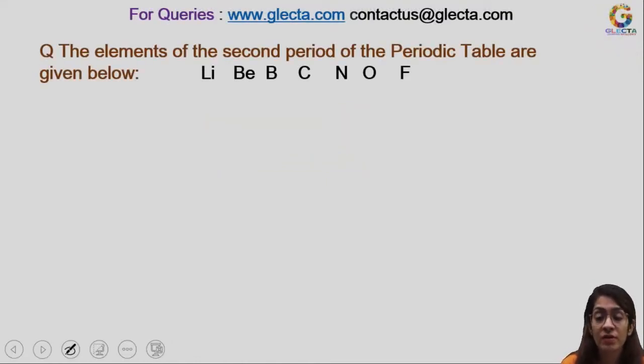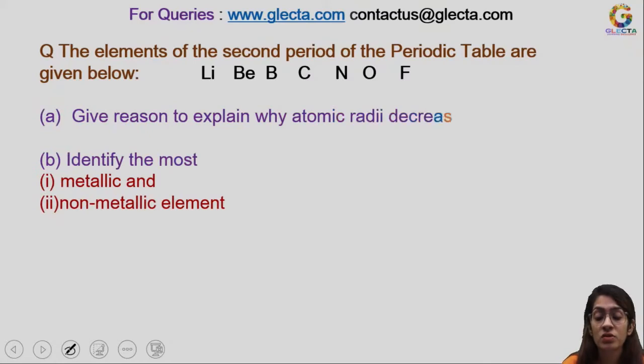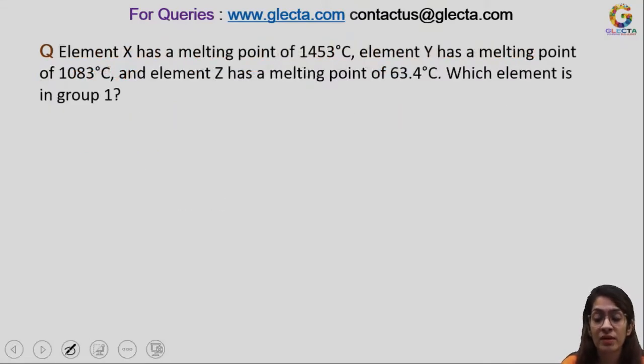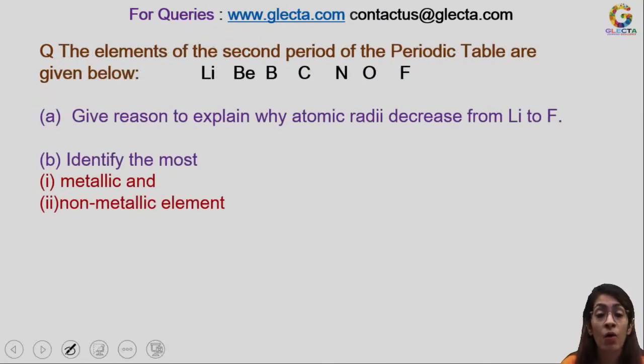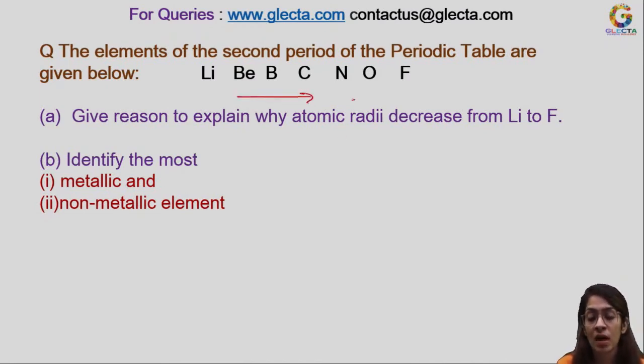The elements of the second period of the periodic table are given below. These are the elements of the second period. Give reasons to explain why atomic radii decrease from lithium to fluorine. As we all know, when we move across the period, the additional electron goes into the same shell, that is the valence shell, and as a result the effective nuclear charge increases, and therefore the size would decrease. So that is why atomic radius decreases from lithium to fluorine.